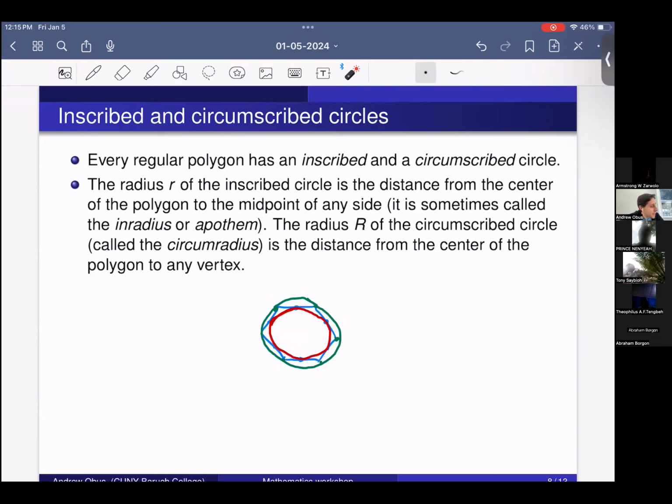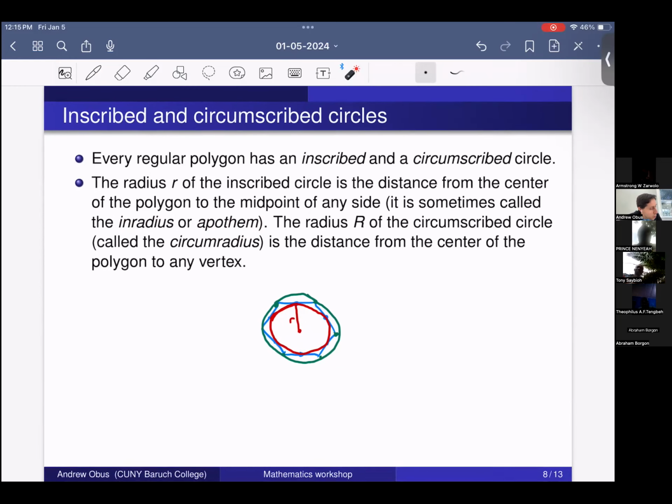Each of these has a radius, so I'll clutter the diagram a little bit. If I take a point from the center of the hexagon and go to the inscribed circle, that radius is usually denoted by little r, and sometimes it's called the inradius, and sometimes it's also called the apothem, which is not that common a word, but you'll sometimes see it. This distance from the center of a polygon to the midpoint of a side, which is the same as the radius of the inscribed circle, is generally called either the inradius or the apothem.